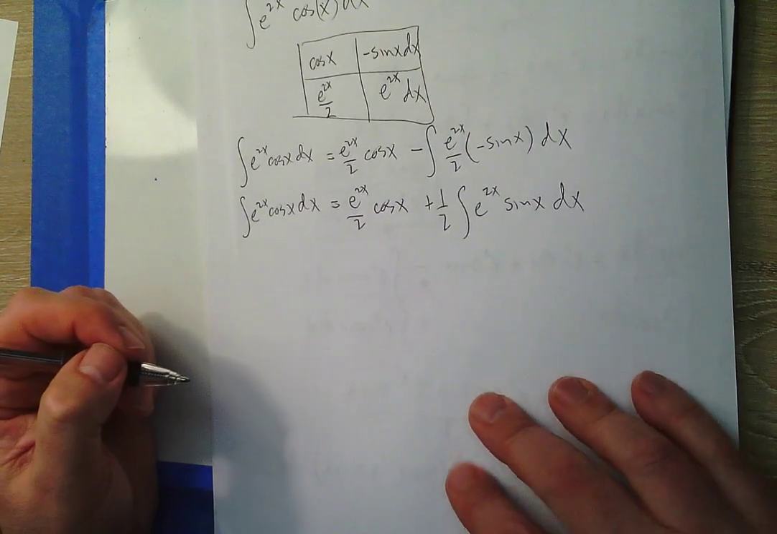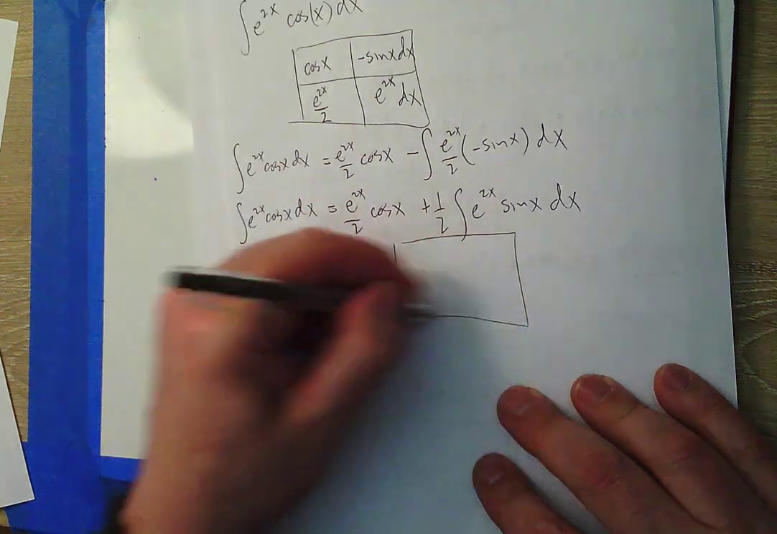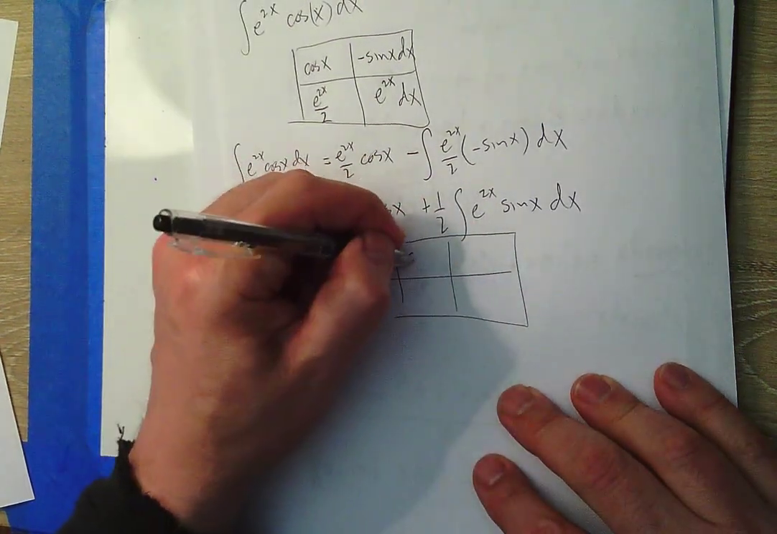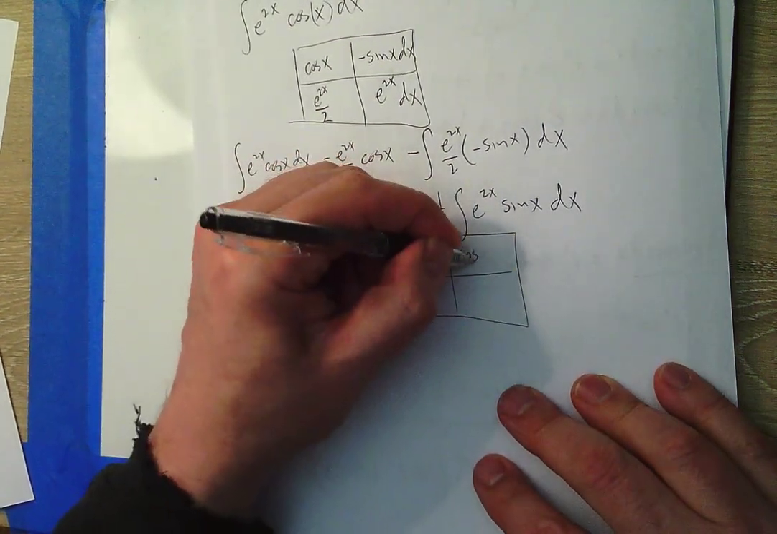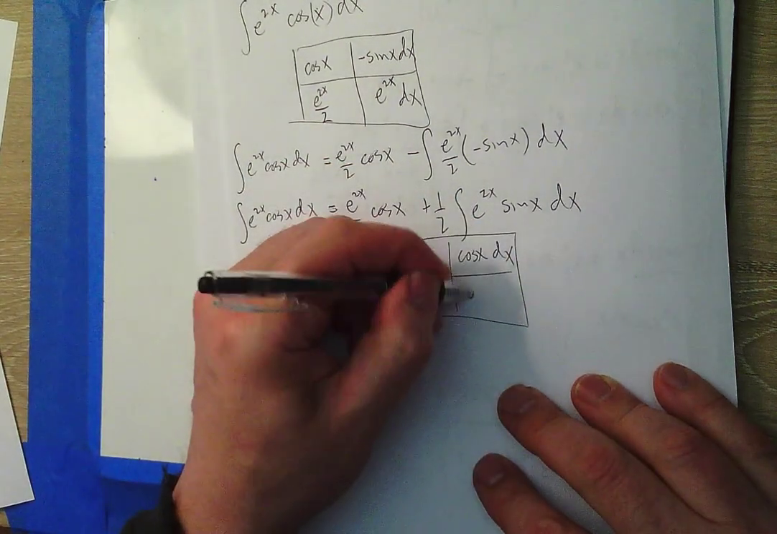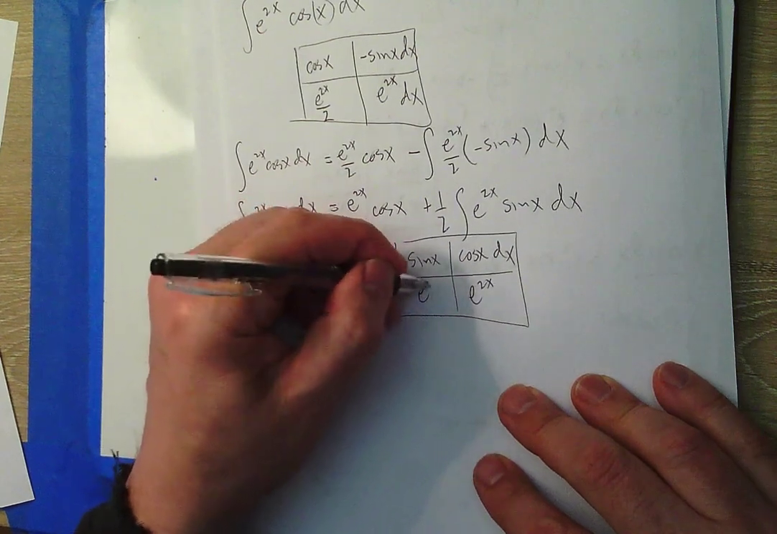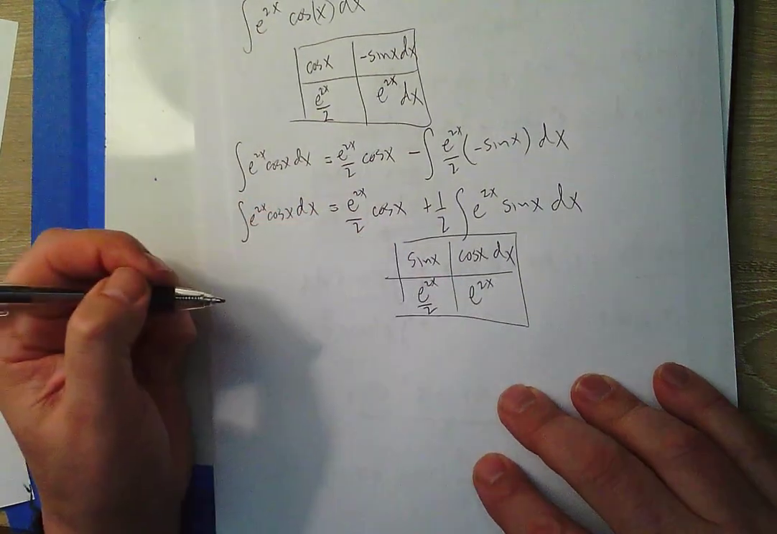Okay, I've done by parts once. I have a plus sign here. I'm okay with that. Let's do by parts a second time. This time we have sine x and cosine x on top, and down here, e to the 2x. Remember, when we go backwards, it's e to the 2x over 2.